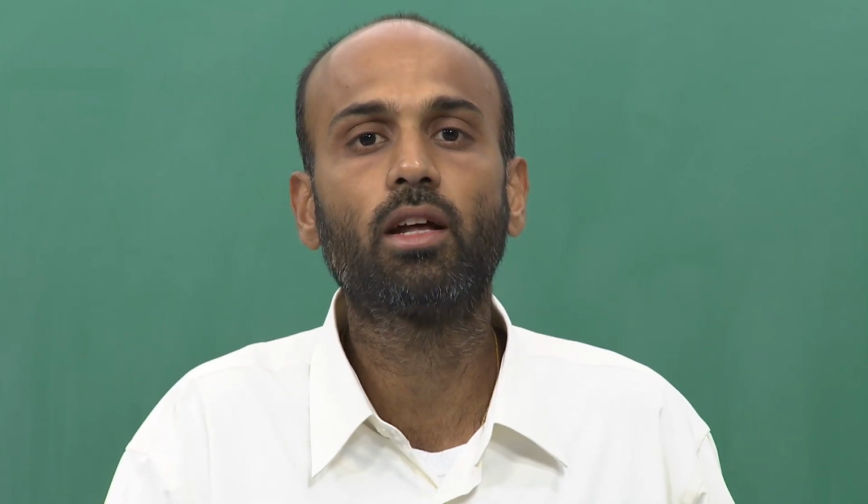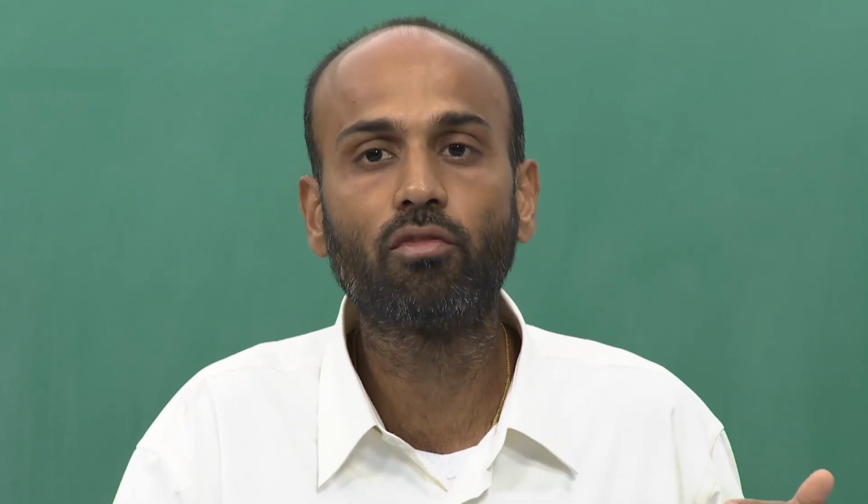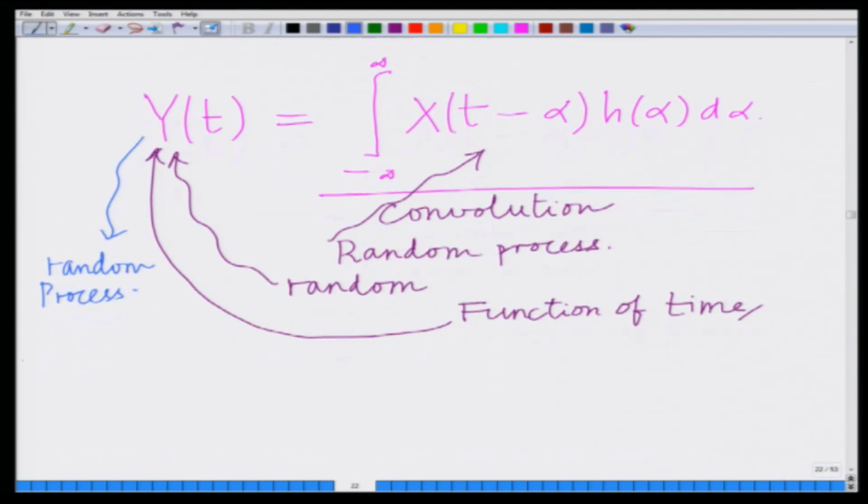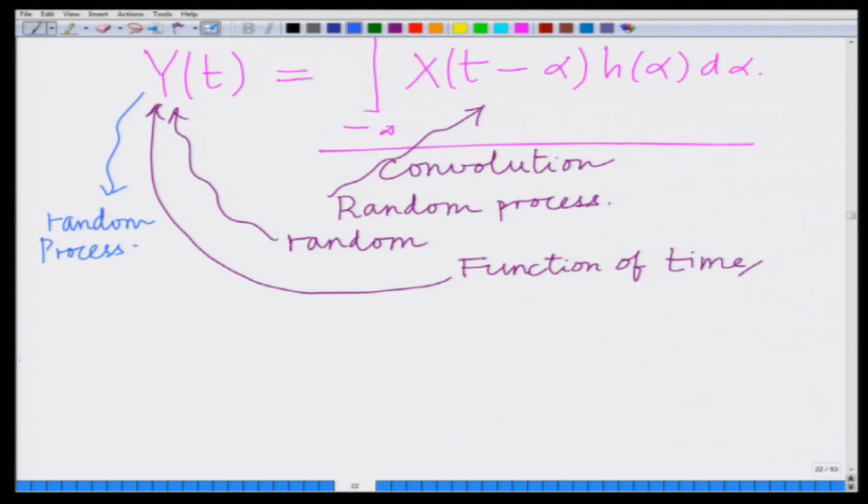So, y of t is random and is a function of time, that is, it is indexed by time. Therefore, y of t is also a random process. So, the output signal y of t, which is random and a function of time, is a random process.